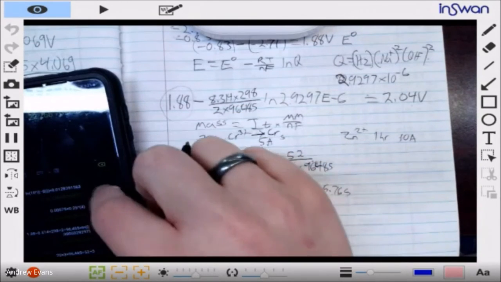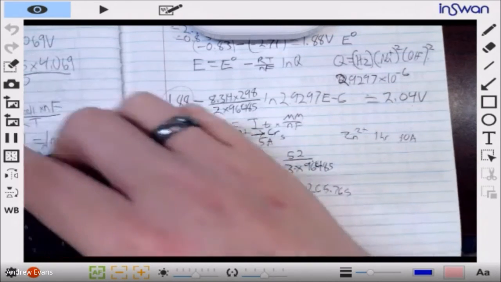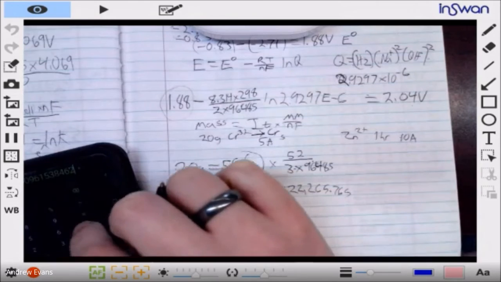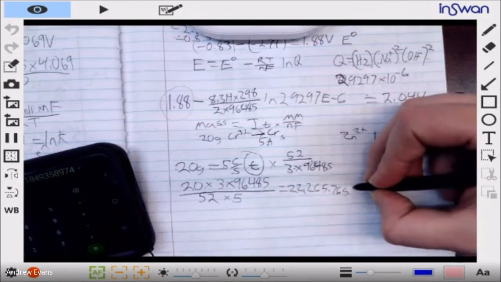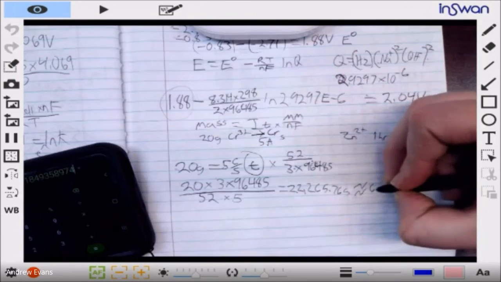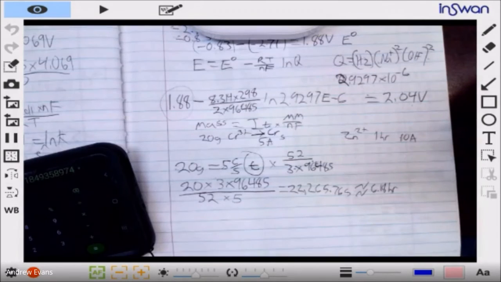Well, what is that? Don't overthink it. Well, that is 371 minutes or 6.18 hours. So at 5 amp current, to put on 20 grams of chromium, I would leave it in solution for 6 hours. 6 and almost 2/10 of an hour.